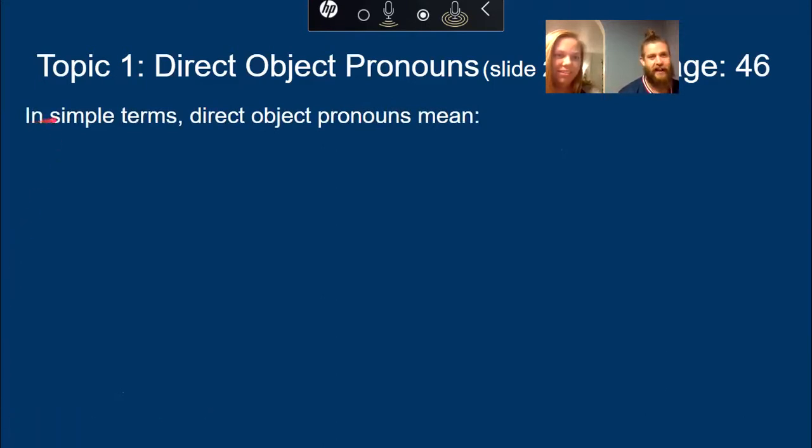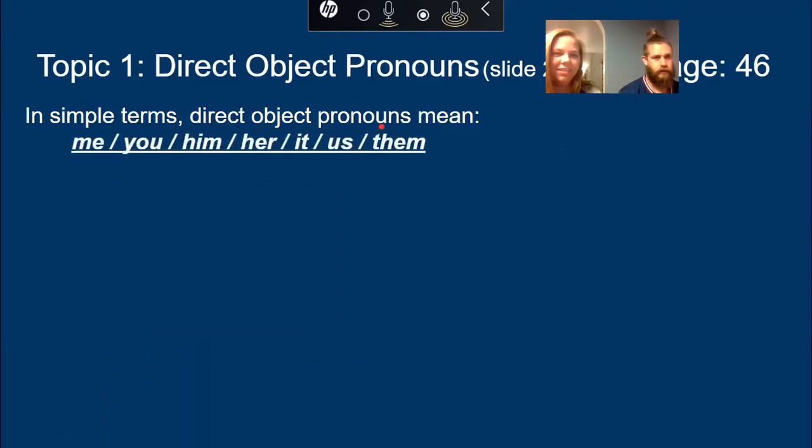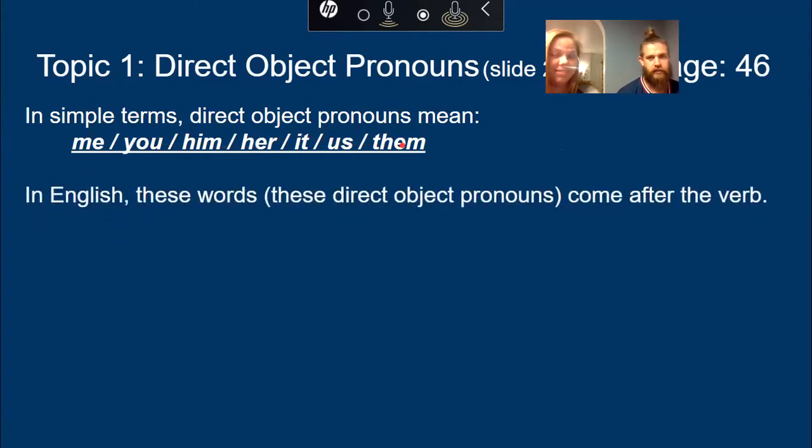In simple terms, direct object pronouns mean me, you, him, her, it, us, them. In English, these direct object pronouns come after the verb. These are things that can come after the verb, things that are subject verb what or subject verb who.